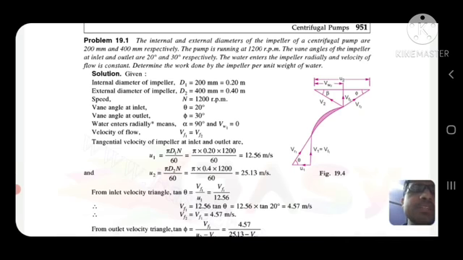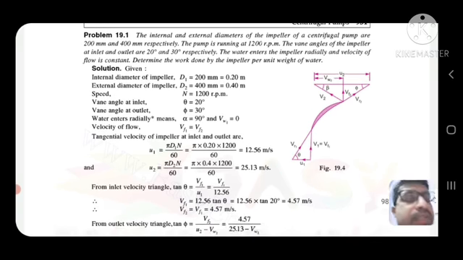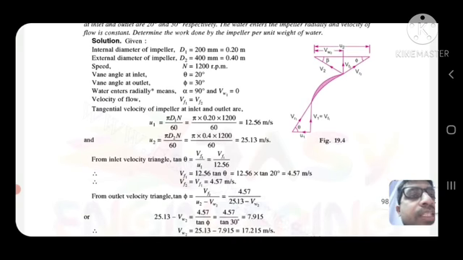Today, I am discussing the numerical problem of centrifugal pump. The internal and external diameter of the impeller of a centrifugal pump are 200 mm and 400 mm respectively. The pump is running at 1200 rpm. The vane angle of the impeller at inlet and outlet are 20 degree and 30 degree respectively. The water enters the impeller radially and velocity of flow is constant. Determine the work done by the impeller per unit weight of water.